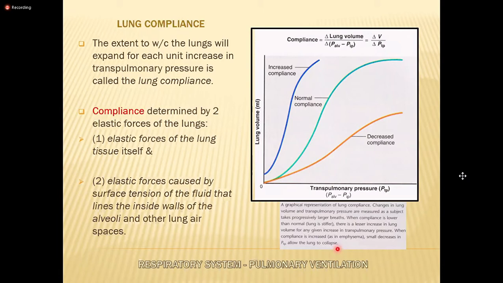The changes in lung volume and transpulmonary pressure are measured as a subject takes progressively larger breaths. When compliance is lower than normal, the lung is stiffer. There is a lesser increase in lung volume for any given increase in transpulmonary pressure. When compliance is increased, as in emphysema, small decreases in the transpulmonary pressure allow the lung to collapse.